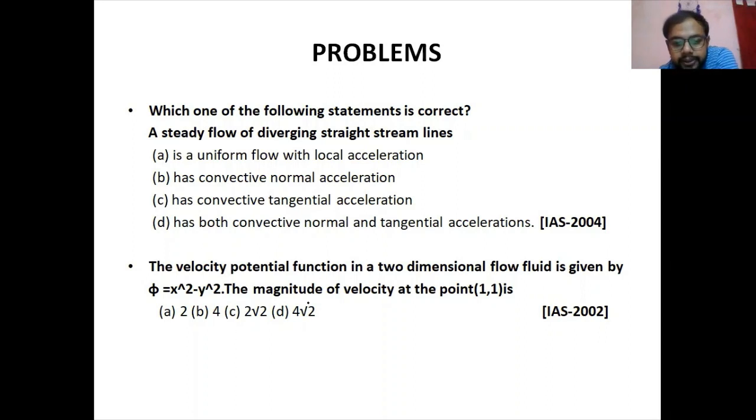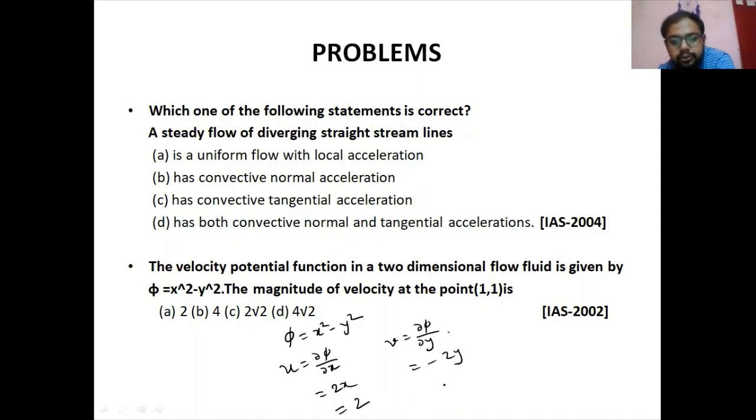Next, the velocity potential function is given. Phi is given, and the magnitude is asked. In the same way, phi is given to you: x square minus y square. So u is del phi/del x and v is del phi/del y. Simply you are getting 2x and minus 2y. So 2x is 2, and minus 2. So 2 root 2 is the answer. The magnitude of the velocity vector is root of u square plus v square, so 2 root 2. Simple.